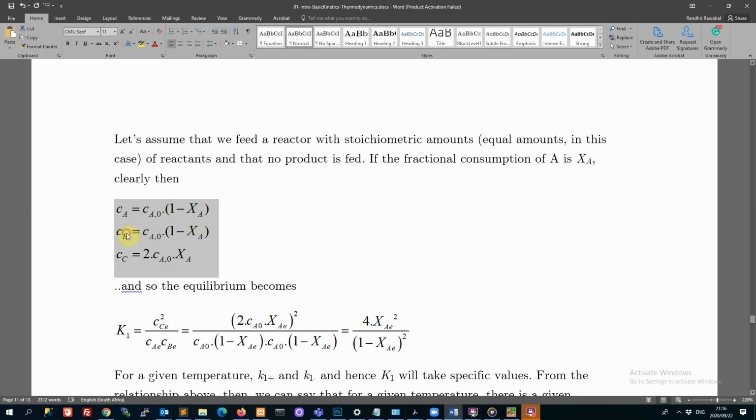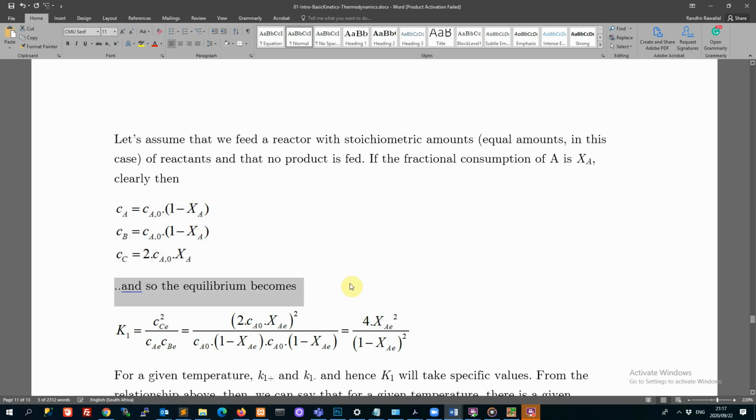And then if we have equal amounts of A and B in the reactor initially, then Cb naught equals Ca naught. And then if 1 mole of B is converted along with 1 mole of A, the same conversion applies. So (1 minus Xa) times Ca naught is the same as Cb. And then we are producing twice as much C as A is converted. So the amount of A that's actually converted is Ca naught times X. So twice that is the amount of C that's formed.